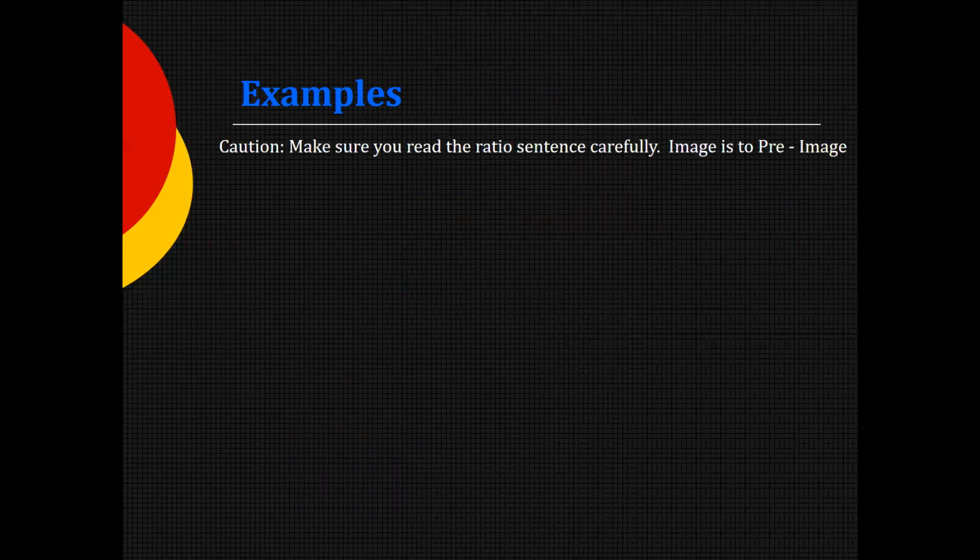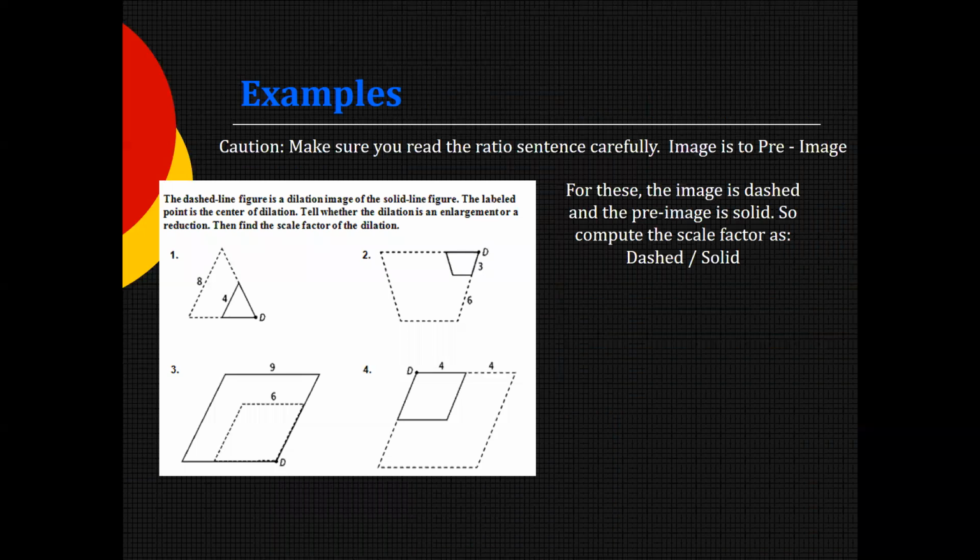So looking here, we're going to read this. The dashed line is a dilation image of the solid line figure. The labeled point is the center of dilation. Tell whether this is an enlargement or a reduction, and then find the scale factor of the dilation.